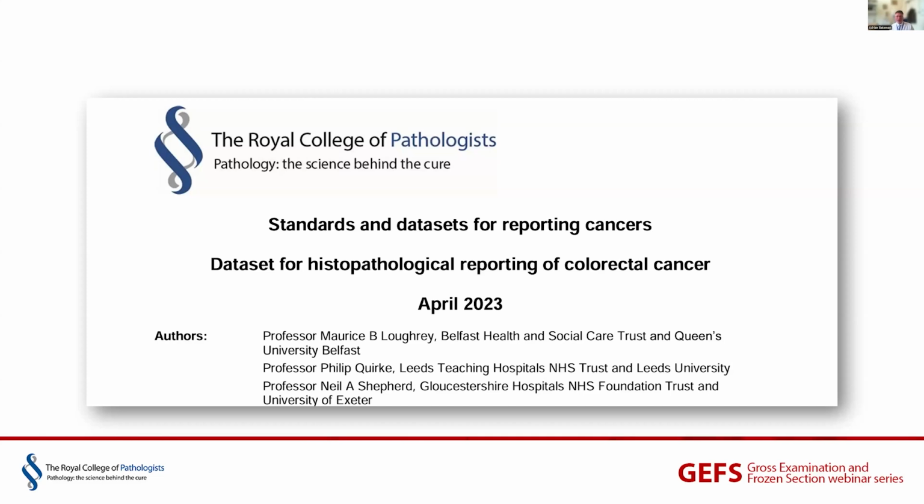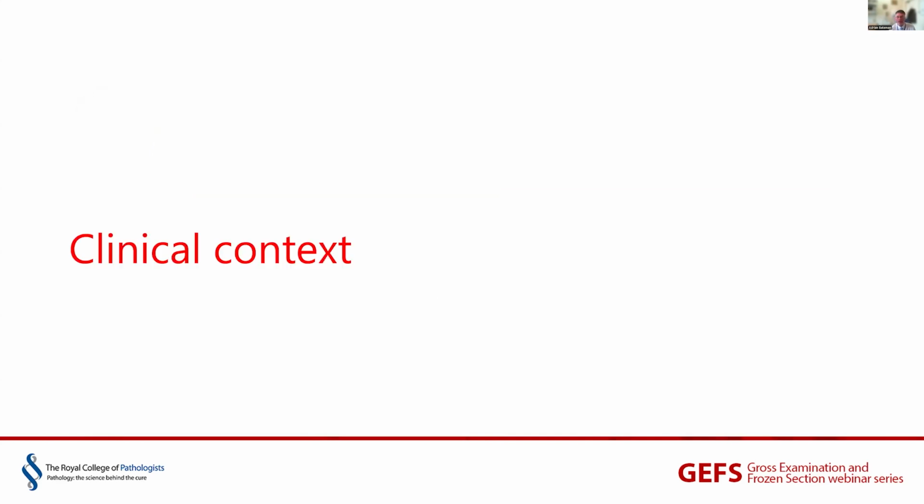The colorectal cancer data set was actually the first one initially created about 1998, I believe. This is the latest version of it, created just under 2 years ago by my 3 friends and colleagues that you can see here. It really is an excellent resource for you all to look at, and some of the diagrams and concepts I'm going to talk about today will also be found within this data set. The data set will contain quite a lot more detail. I've just picked out certain things that I think are particularly useful for discussion.